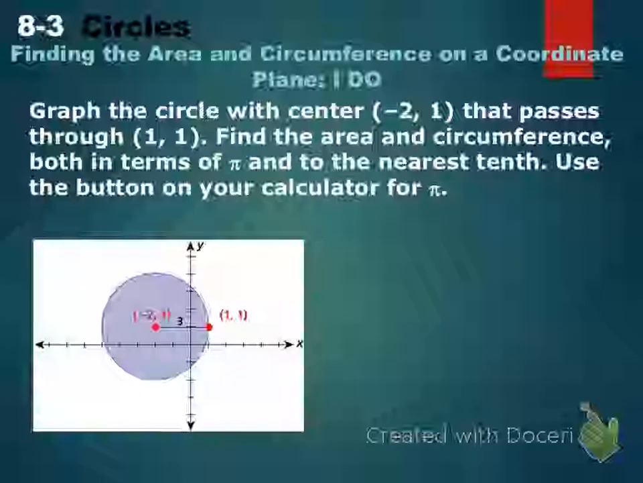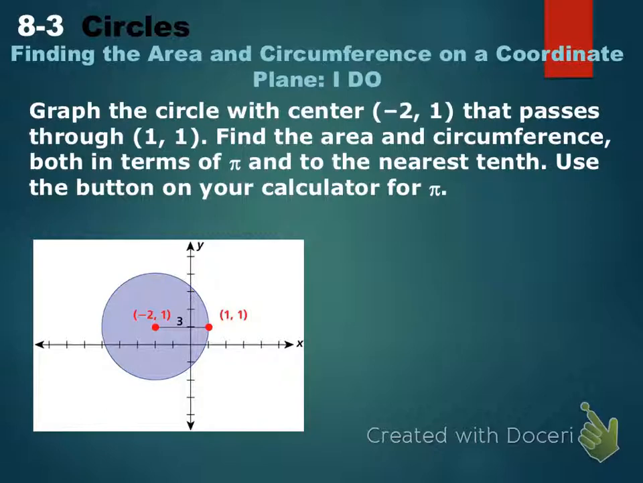In this next example, we're asked to graph a circle with center at -2, 1 that passes through the point 1, 1. Find the area and circumference both in terms of pi and to the nearest tenth. Use the button on your calculator for pi. So we need to remember our formulas here. We have area equals pi r squared and circumference equals pi d.